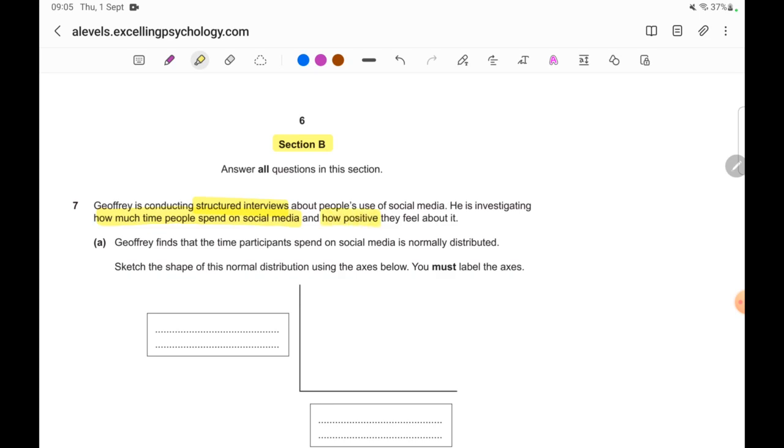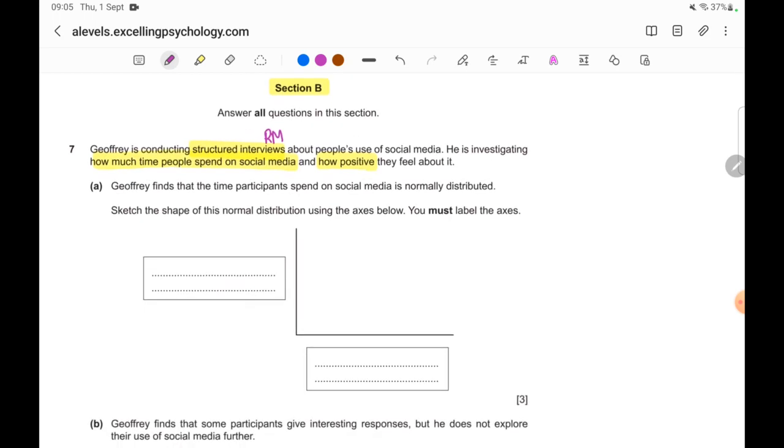Okay, like I've told you, always read the question deeply, not at a surface level. So firstly, we note that Jeffrey has used the research method of structured interview. When we think this way, it primes us or prepares us towards thinking about the named methods and the named variables. So firstly we note that he's used structured interviews and he studied two variables, time spent on social media and the feeling towards spending that time. Okay, so keeping this in mind, we read the question.